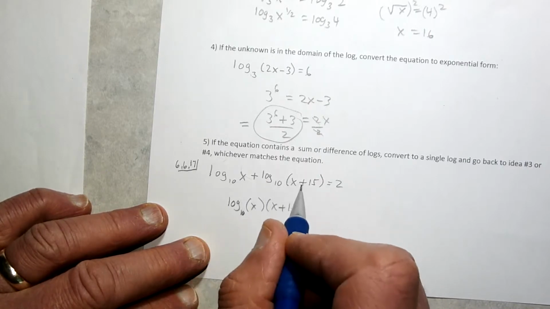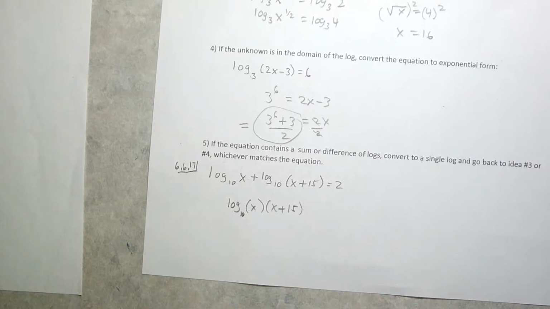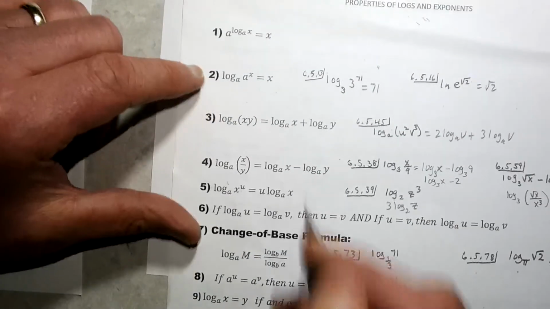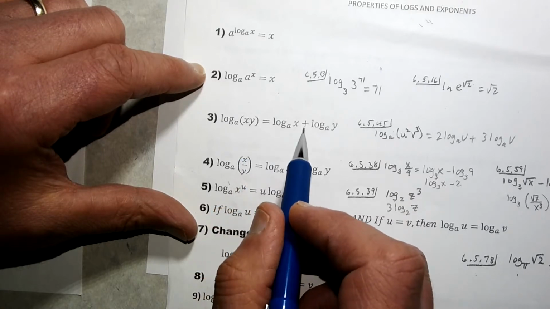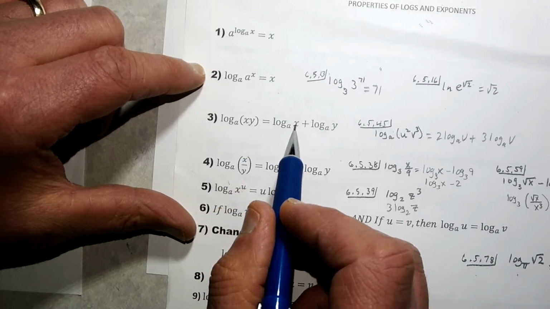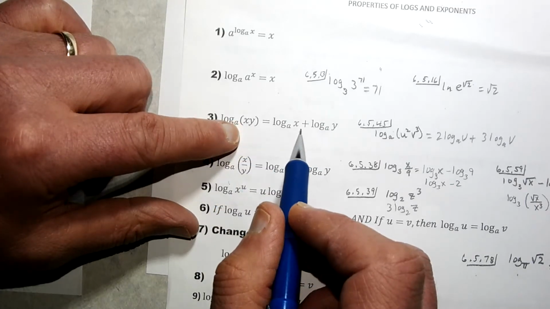The log of the product is equal to the sum of the logs. And by the way, I'm using property number 3 right here, that if you have a log of a product, it's equal to the sum of the logs of their factors, right? Of the factors here, x and the log of y.